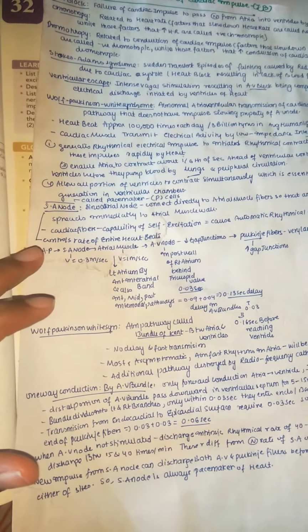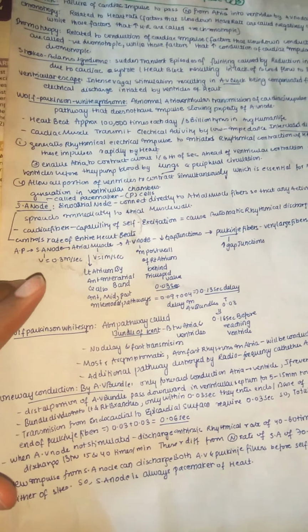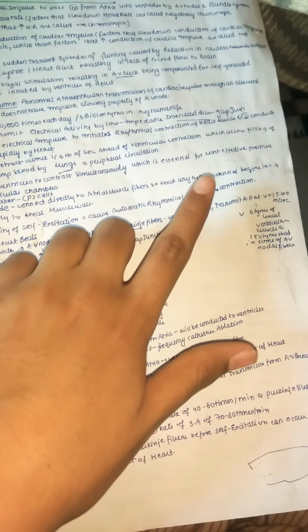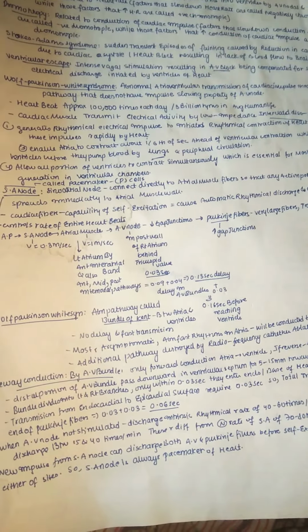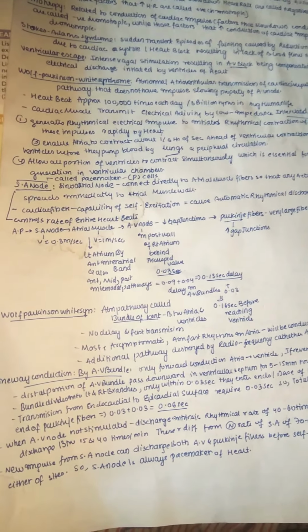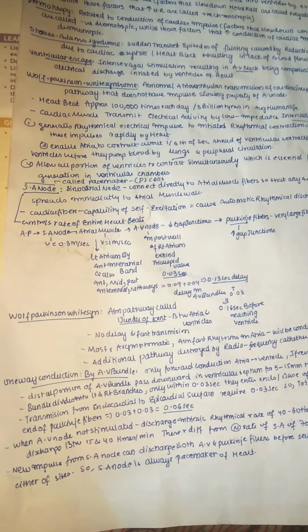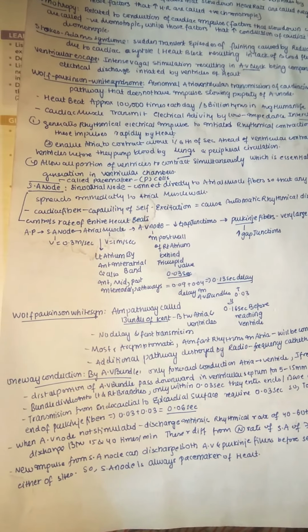So this allows all portions of the ventricles to contract simultaneously, which is essential for the most effective pressure generation in the ventricular chambers. The ventricles should contract simultaneously, then only can a large amount of cardiac output be produced.